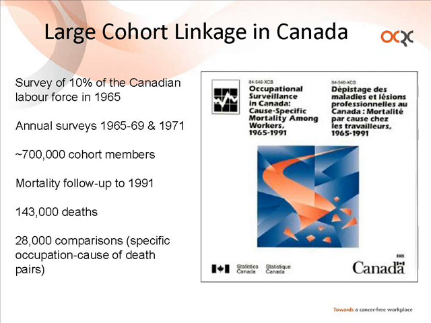Now, an example here for Canada is a classic one: there was a 10% sample of the Canadian labor force collected in 1965. They did annual surveys on them, through 71. They lost 1970 somehow. Nobody's ever explained to me what happened to a whole year's worth of data. But they basically have these annual surveys here, so that's kind of nice. It was about 700,000 people, and they did mortality follow-up through 1991 with 143,000 deaths. So this is deaths overall. Probably a third of those are cancer deaths, but still a pretty substantial group.